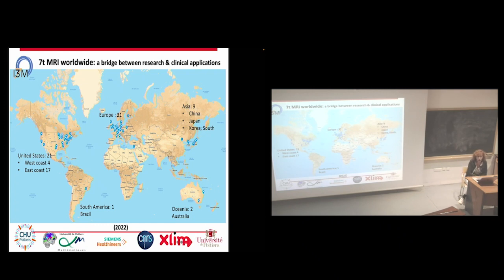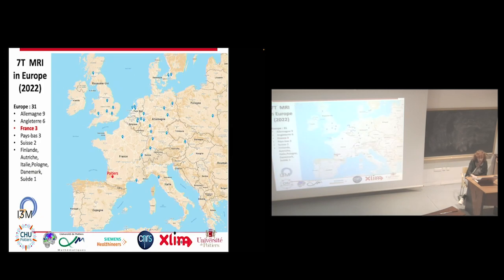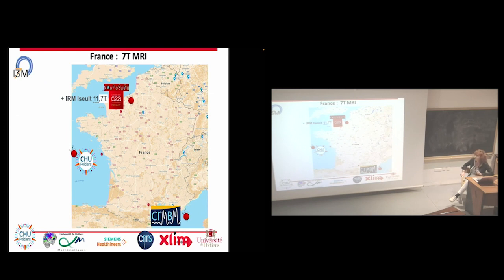In the world, we have very few 7 Tesla MRI working as well in research and for clinical use. Here you have some elements from 2022. Probably nowadays we have some more. In Europe, we have for the moment probably something like 40 7 Tesla MRI. And in France, for the moment, we are only 3. One in Marseille, Hôpital La Timone, another one in Saclay, the CEA, and probably you have heard about a new MRI in Saclay, 11.7 Tesla MRI, that has very recently given the first images of a human brain.